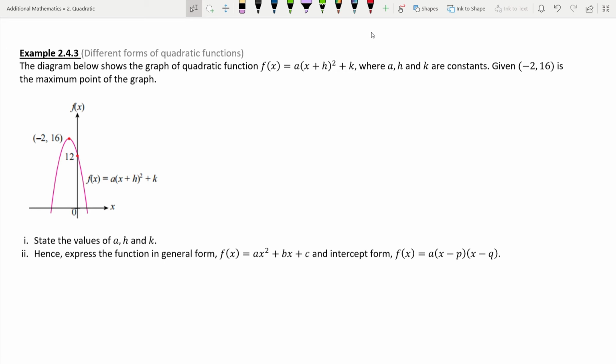Let's look at example 2.4.3. The diagram below shows the graph of quadratic function f(x) = a(x + h)² + k, where a, h, and k are constants. Given (-2, 16) is the maximum point of the graph. We have the information f(x) = a(x + h)² + k, and also the maximum point is (-2, 16). From the diagram, we are given the y-intercept is equal to 12.